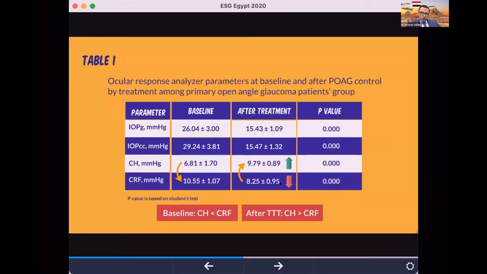This table shows a significant elevation of the corneal hysteresis after treatment and a significant reduction of corneal resistance factor after receiving medications. Also, we can note that before treatment, at baseline, the corneal hysteresis was below the value of the corneal resistance factor, while after receiving medication, the corneal hysteresis rose and became higher than the corneal resistance factor. We can conclude from this table that lowering IOP raises the corneal hysteresis and lowers the corneal resistance factor.